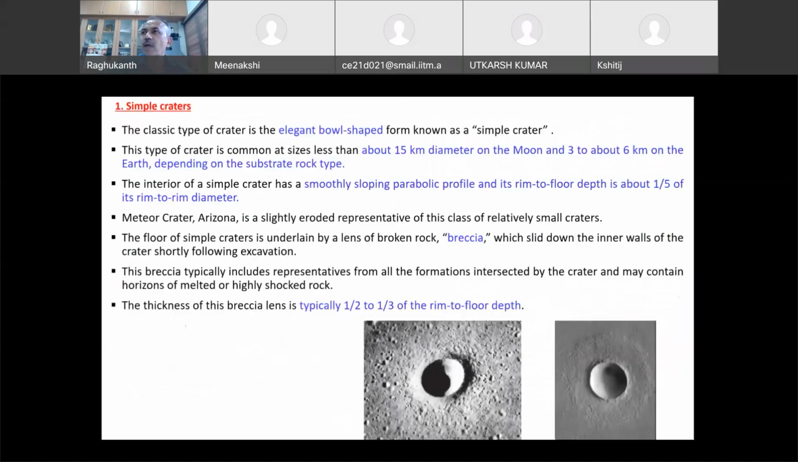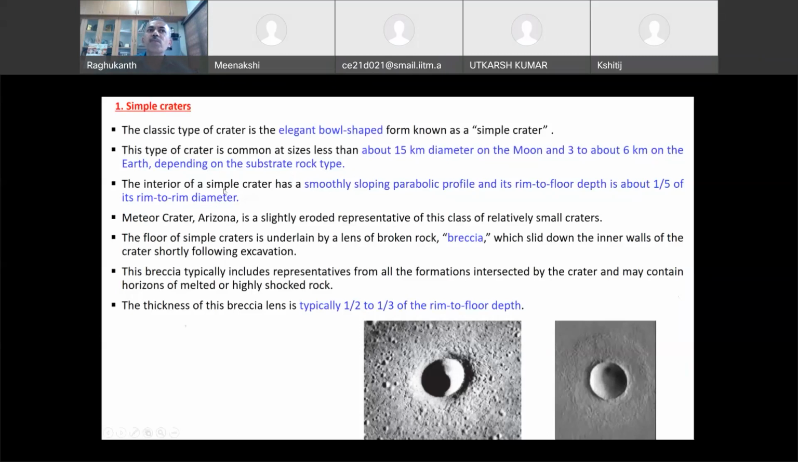Now coming to the simple craters, it is very easy to understand. The simple crater is just an elegant bowl-type crater. This is, I think, a crater on the Moon, and this is a crater on Mercury. Very simple craters which have formed on these planets. This type of crater is common, and it is less than 15 kilometers in diameter on the Moon, and 3 to 6 kilometers on Earth, depending on the substrate rock type. So on the Moon, up to 15 kilometers in diameter, you will see this type of simple crater.